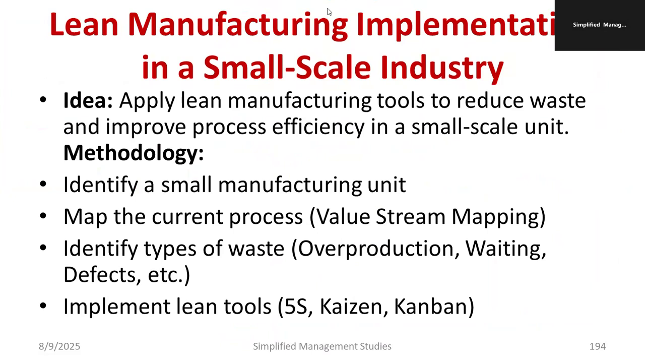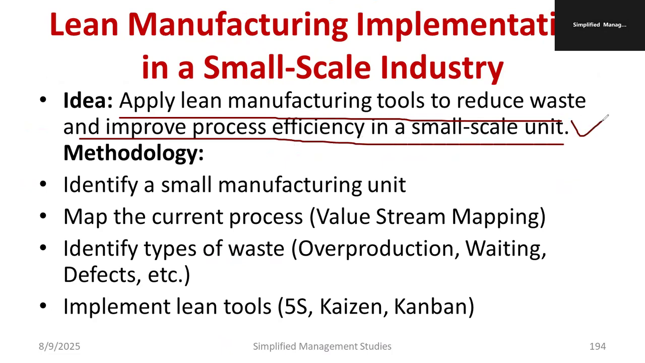The first point I would like to inform you is lean manufacturing implementation in a small scale industry. So inspect the lean manufacturing implementation strategy in small scale industry. That is the project title. You should know about lean manufacturing, because in order to improve operational efficiency, we apply a technique called lean manufacturing. The idea is to apply lean manufacturing tools to minimize waste and improve operational efficiency in a small scale unit. Many Navaratna companies have already implemented lean manufacturing, but how will it impact the small scale industry?